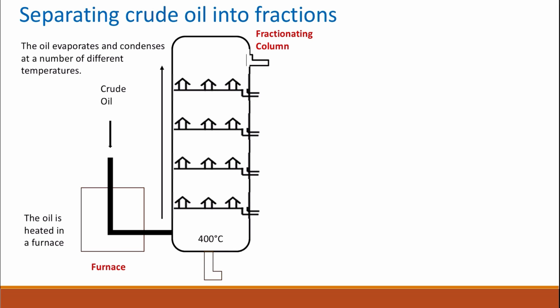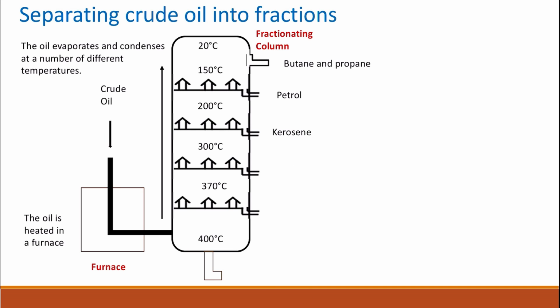So at the very bottom, it's very high temperature. As you go up, the temperature will decrease gradually until we reach just 20 degrees at the top of the fractionating column. At the top, the gases will be easily separated, such as butane and propane. As you go down, the different fractions will be separated based on their boiling points, and usually hydrocarbons which have a similar number of carbon atoms will have similar boiling points, so they can be separated as fractions.